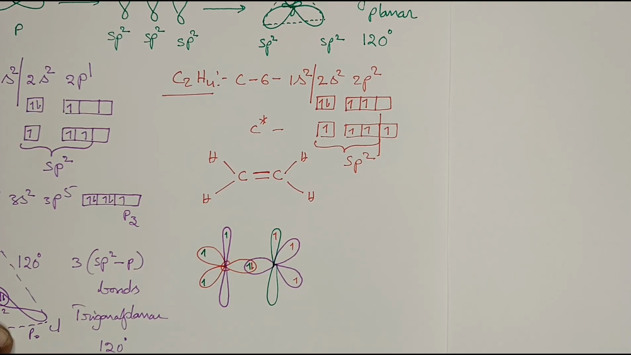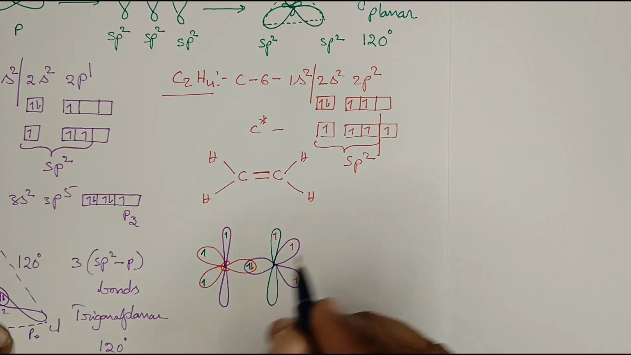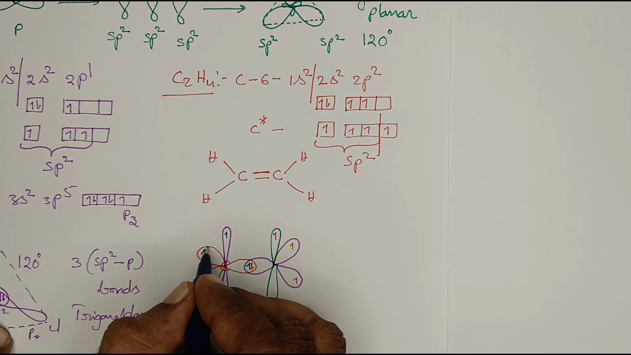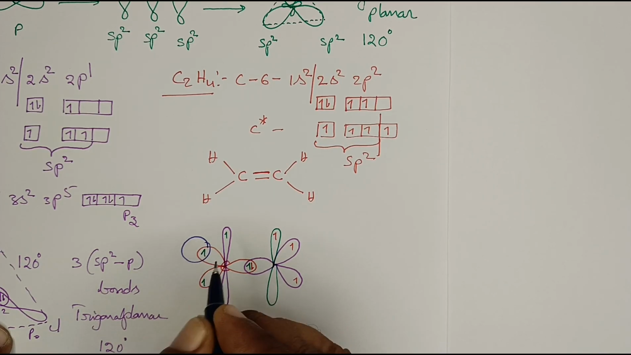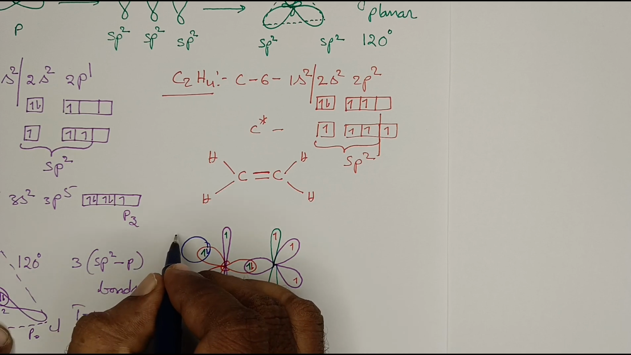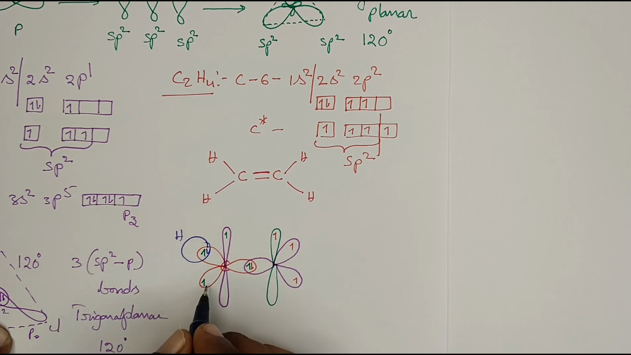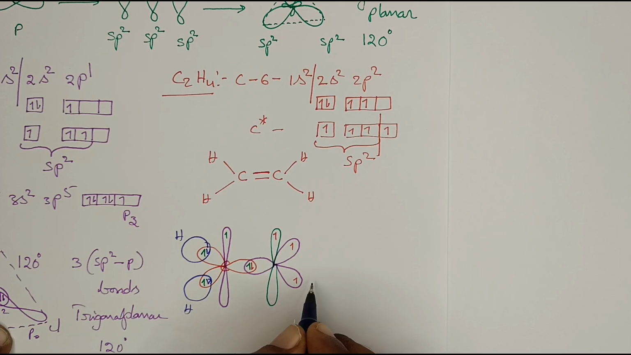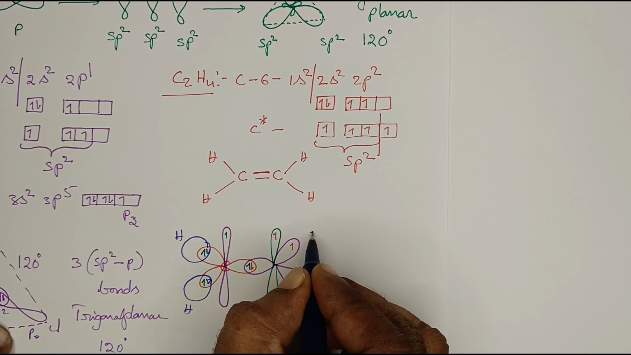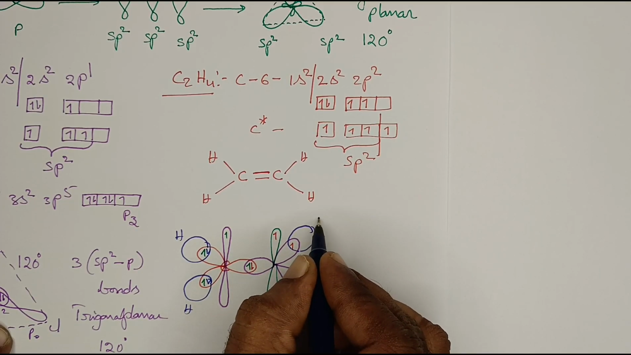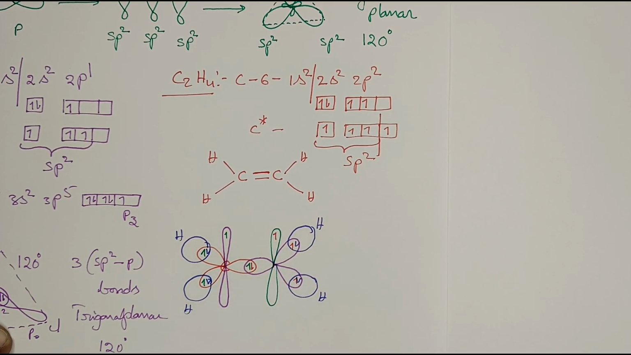With these orbitals which are having one electron each, four hydrogen atoms combine. This is the s orbital of hydrogen, this is hydrogen, this is hydrogen, and here also hydrogen, the s orbital of a hydrogen atom.